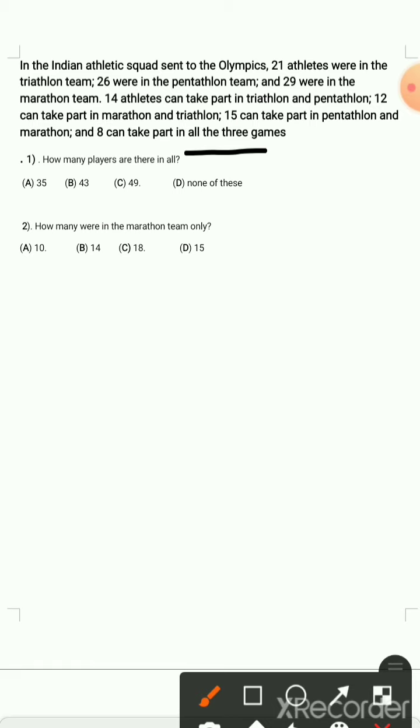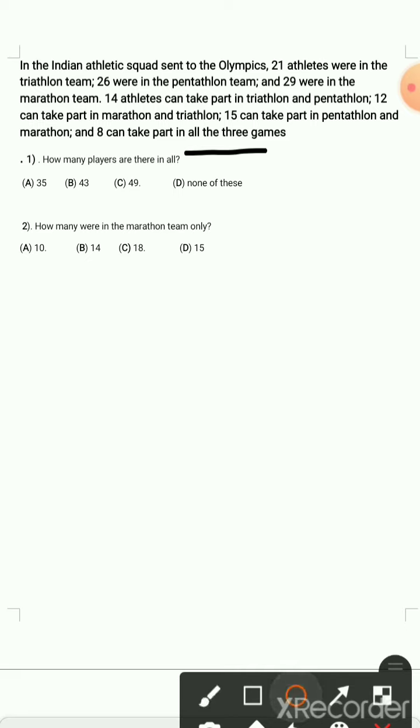So here the total number of participants or athletes is not given. Here is given the information about the participants who take part in any 2 types of the tournaments or athletics, right? And one of the critical pieces of information is given: how many students take part in all 3. Okay, so this is very crucial information.